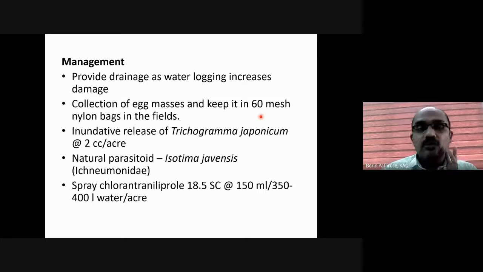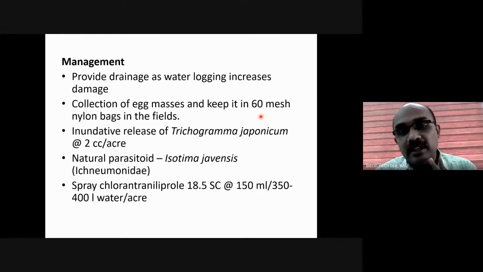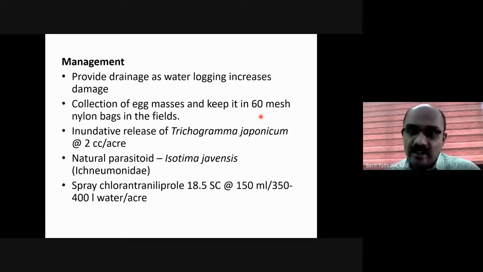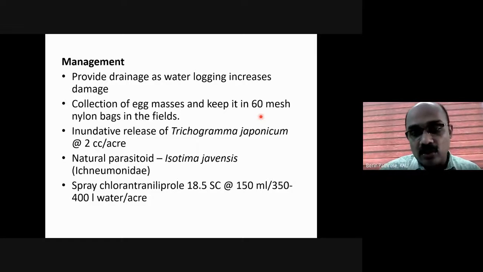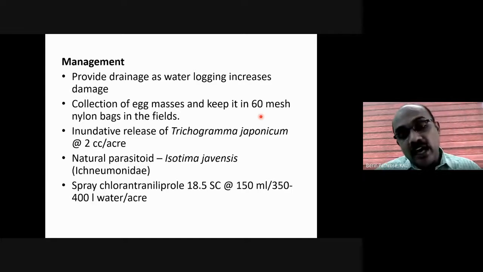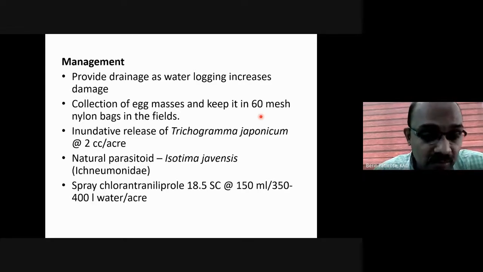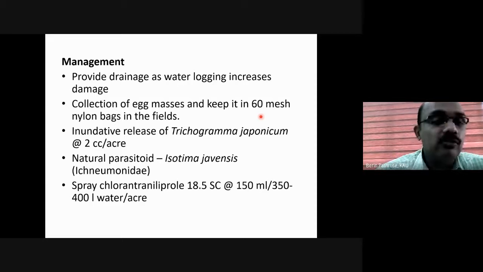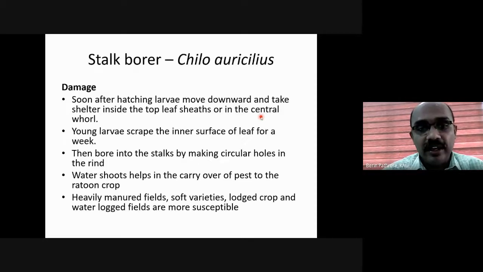Management: reduce waterlogging, collect egg mass and keep it in 60 mesh nylon bags, release Trichogramma japonicum at the rate of 2 cc per acre. Then there is a natural enemy called Isotima javensis belonging to the family Ichneumonidae. And we can go for a pesticide spray with chlorantraniliprole at the rate of 150 ml in 350 to 400 liters of water per acre.